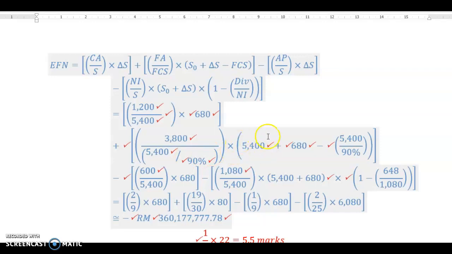Then you multiply this with the new level of sales, which is 5,400 plus 680, the expected increase in sales of 680 million. Then you minus the full capacity sales, 5,400 divided by 90%. Therefore this will be 80 million. This is 6,080, and 6,080 minus 6,000 is 80 million. Then these two components, when you add them, will give you the total financing needed to purchase assets or to increase assets.